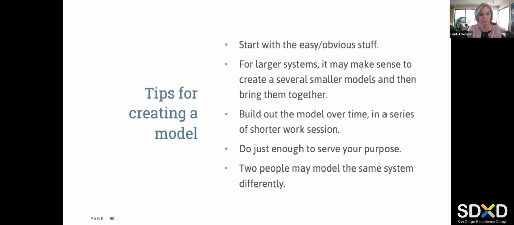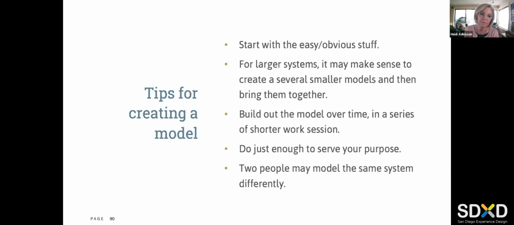So I've got some tips for creating a model. First of all, start with the easy and obvious stuff. Start with the main objects, the things that are very apparent. For larger systems, it may make sense to create several smaller models and then bring them together. Particularly if a system is modular, you might work on the task management portion of it over here, the workflow management, and the more transactional part of it over here, and then bring them together.